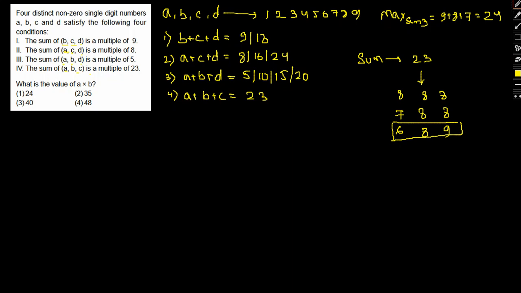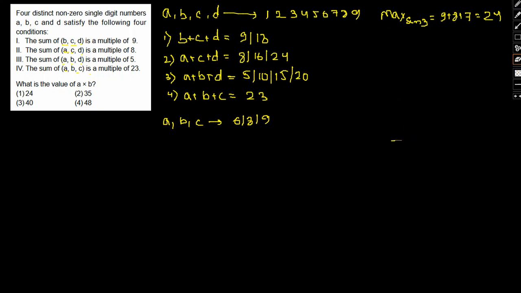So I hope this is clear. So therefore a, b, c will be one among 6, 8 or 9. Okay, so they will lie somewhere along these lines. So a, b and c will lie somewhere along these lines, 9, 8, 6, in any order.